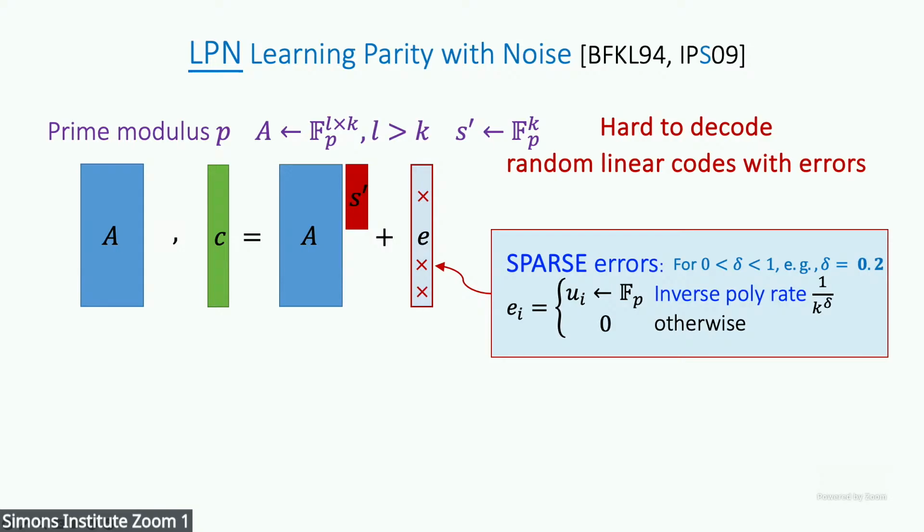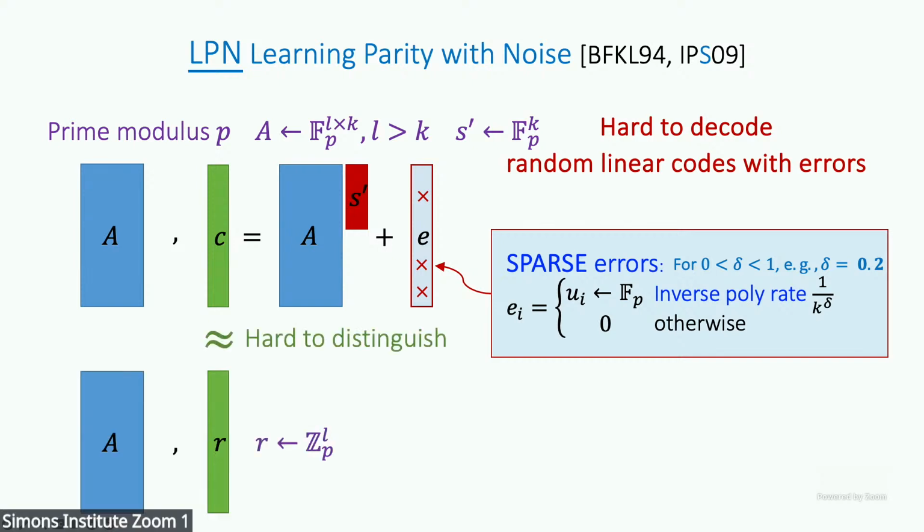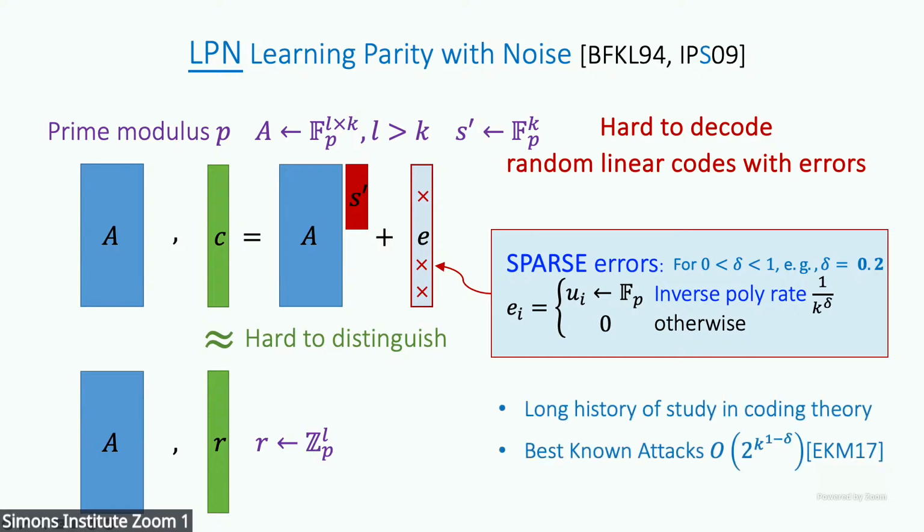And the error rate that we will care about is going to be inverse polynomial, but for any inverse polynomial. And then, of course, what we're assuming is that this is hard to distinguish. You can't distinguish between this and just random. And this has a long history of study in coding theory. The best known attacks are sub-exponential, so we have a fair amount of confidence in this assumption. It's been studied for many, many decades.